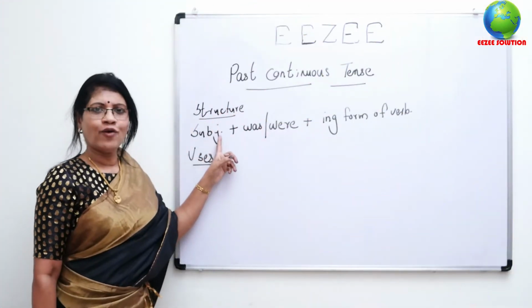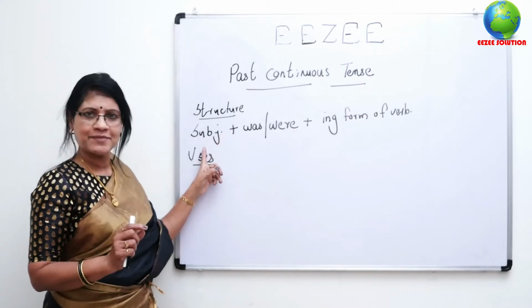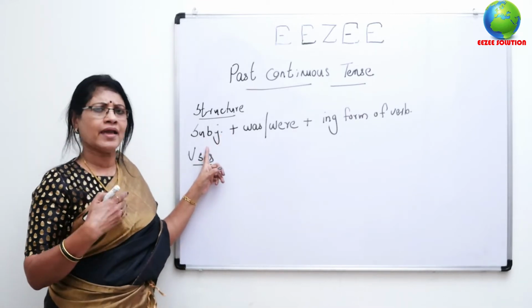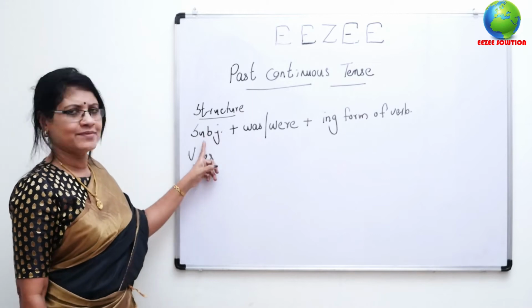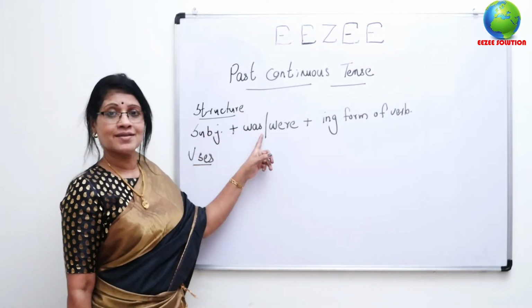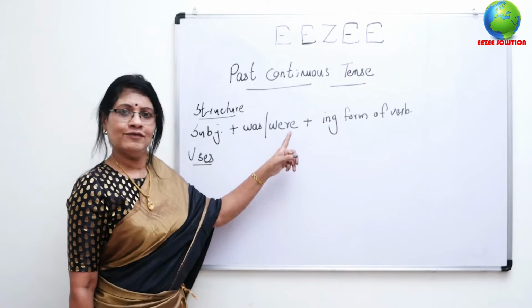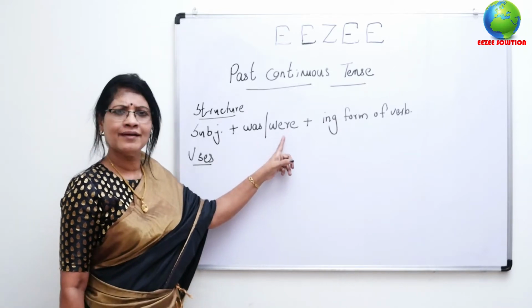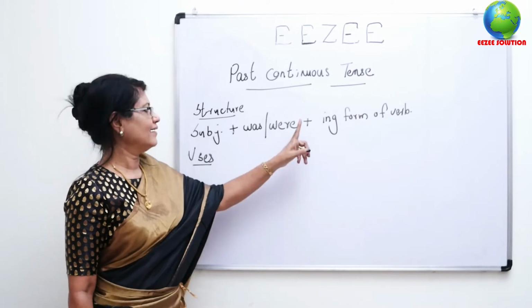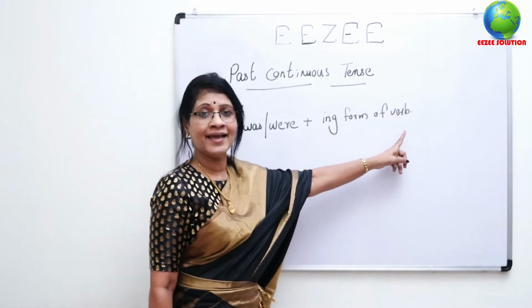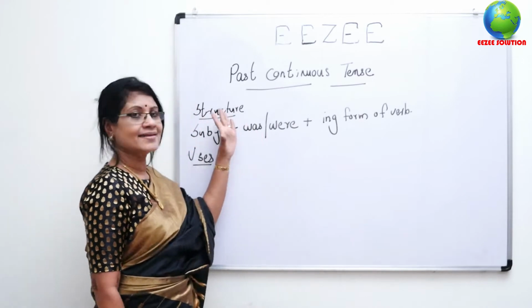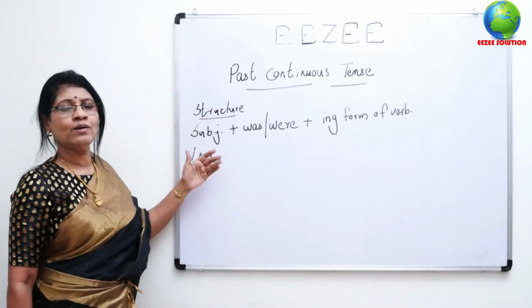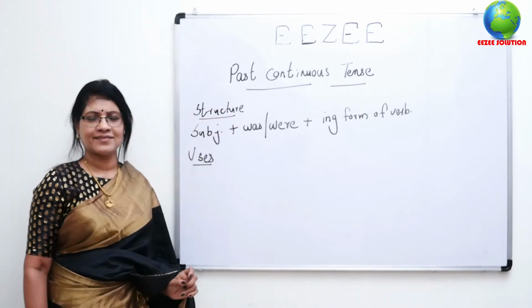Its structure or its form is subject. Subject means I, you, like that. Subject plus was or were. Was for singular subjects. Were for plural subjects. Plus ing form of the verb. That is the structure. Now coming to its uses.